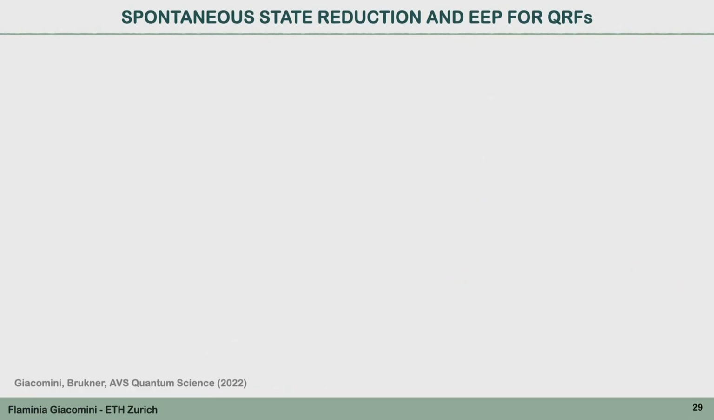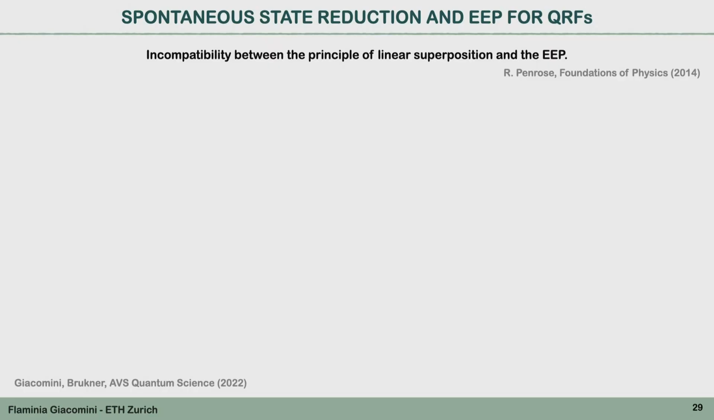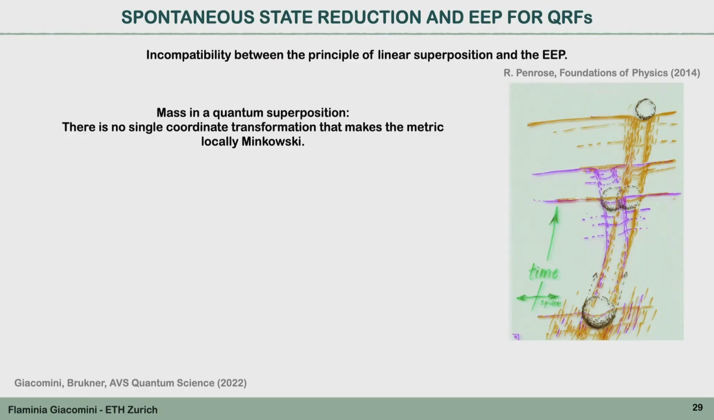The last thing I wanted to tell you is that if you generalize the Einstein equivalence principle to quantum reference frames, this has a relation with the spontaneous state reduction that Penrose introduced. In particular, Penrose famously advocates in favor of classical gravity. He has many different arguments, but the one that is more useful here is that the principle of linear superposition is incompatible with the principle of general covariance and the equivalence principle in gravity. So he considers a state of a mass that is put in a quantum superposition of different positions. And he says that there is no single coordinate transformation that makes it symmetric, locally Minkowski.